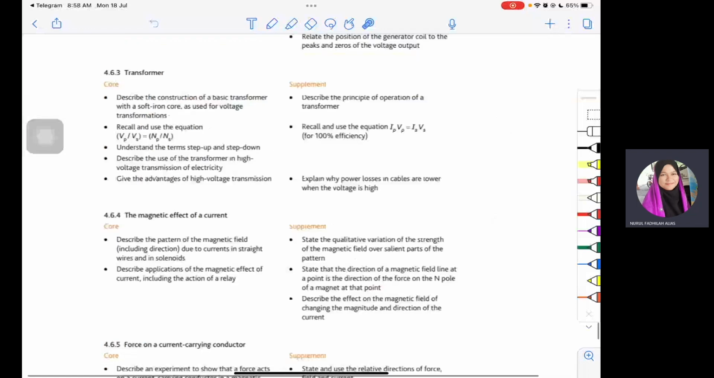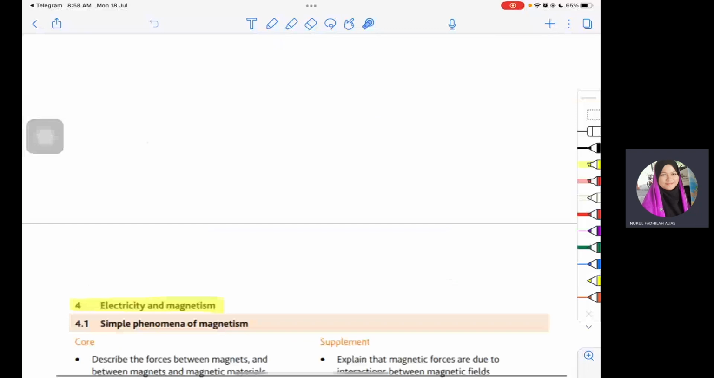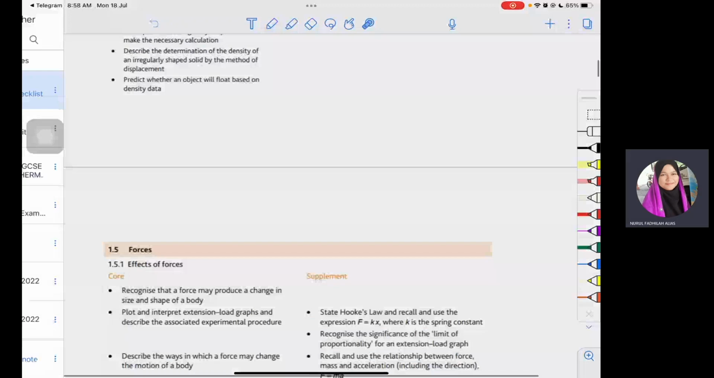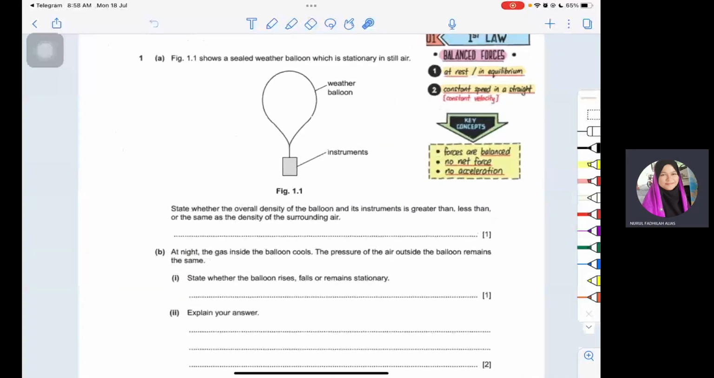Right, today kita cuba nak tengok semua dalam masa 1 jam ni, tapi dah setengah jam berlalu ni. Right, the first question, kita tengok soalan pertama. Okay, so this one is in which topic? Okay, first chapter. Forces. Okay, figure 1.1 shows a sealed weather balloon which is stationary in still air. Alright? So dekat sini ada a few keywords. Apa keyword dia? Stationary in still air. So itu ada clue dekat situ.